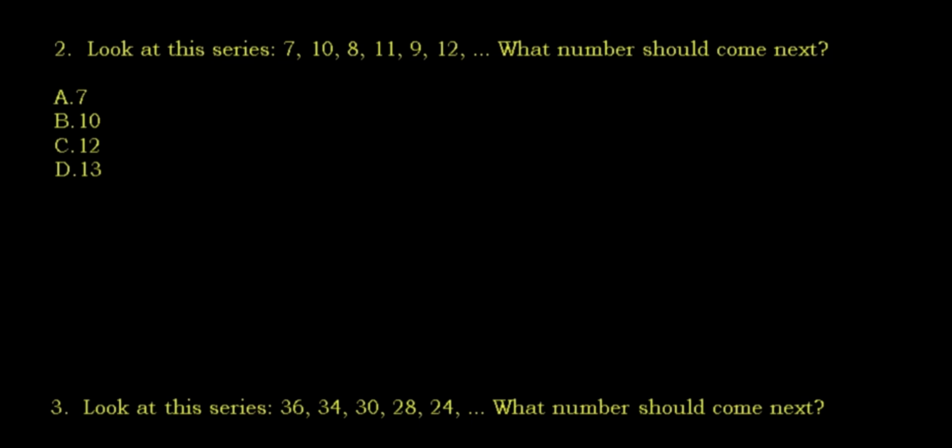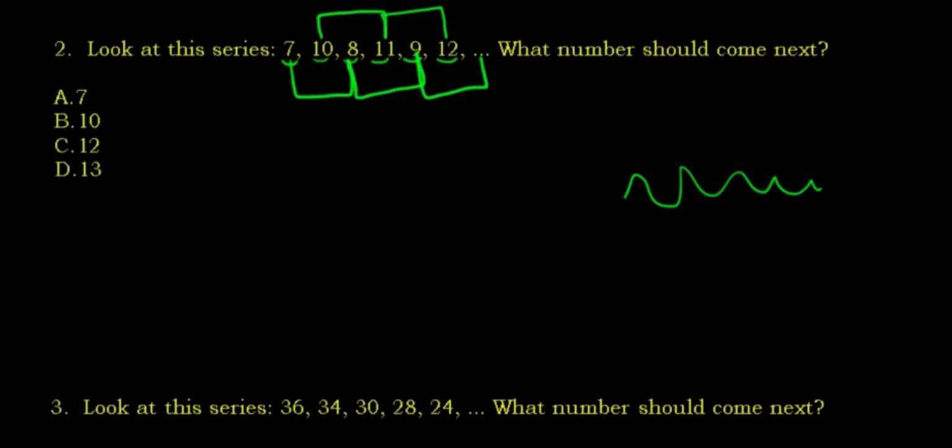Look at this series. What number should come next? So what's happening? 7, 10 increased, 8 decreased, 11 increased again, 9 decreased, then increased. So it's like an alternating series, with an increase and a decrease. But if you pay closer attention, you will pick something up: 10, 11, 12. And 7, 8, 9, should be a 10, right? 7, 8, 9, 10. And over here I've got 10, 11, 12, 13. So these are like two series meshed together. So the number that comes up is a 10.